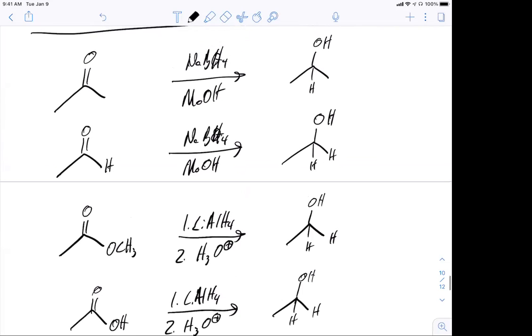What do you notice about our products here? A ketone is going to result in what type of alcohol? Well, the ketone, right, already has 2 carbons attached, so it's always going to end up with a secondary alcohol. Could it ever form a tertiary alcohol? Not through hydride reduction. An aldehyde, right, so here's an aldehyde with either sodium borohydride or lithium aluminum hydride reduction. So a hydride reduction is always going to end up in a primary alcohol.